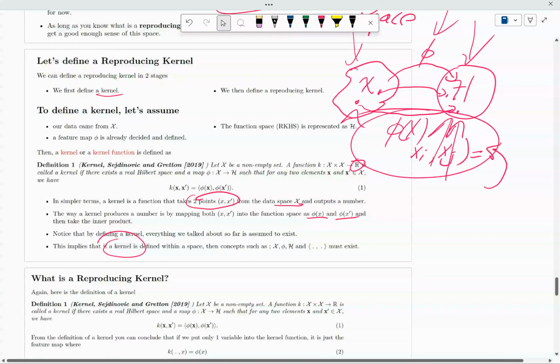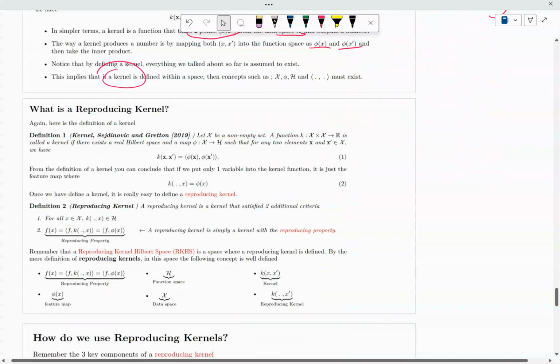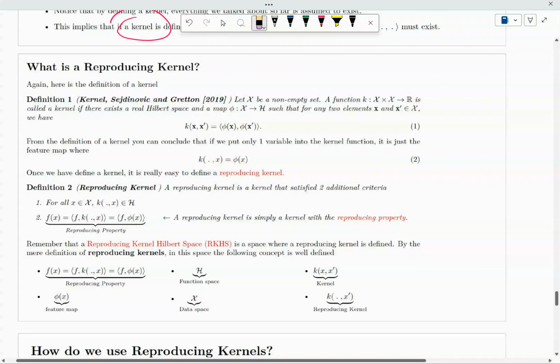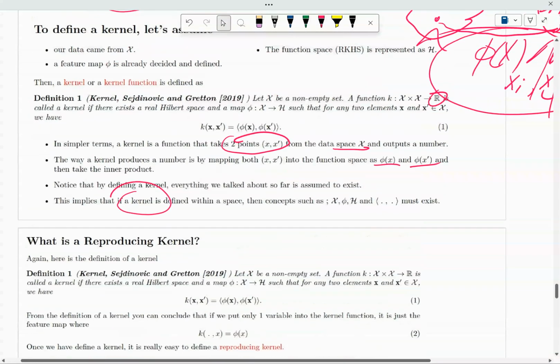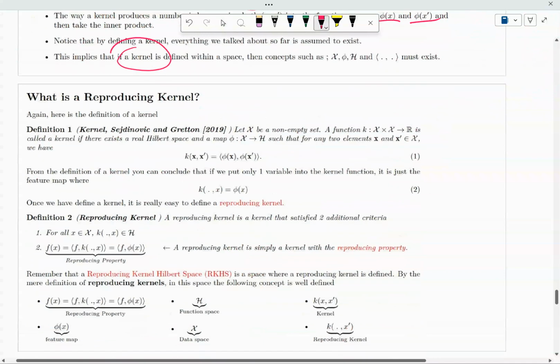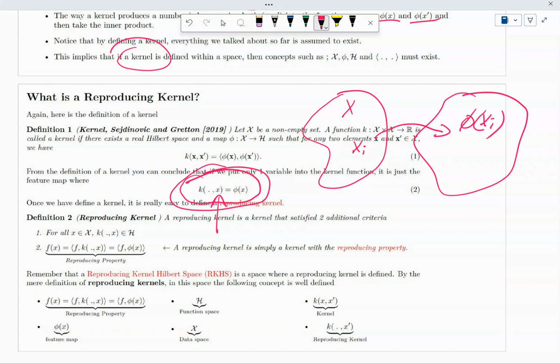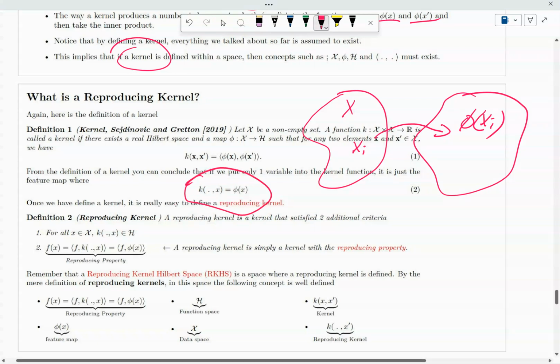What about a reproducing kernel? Well, this was the definition of a kernel. And from the definition of the kernel, it tells us that if we just pass 1 point in, remember this is the data space, then this is also equivalent to 1 point inside RKHS. That's what this notation means. You just pass one value, and that one value is mapped to RKHS. So that is a kernel.